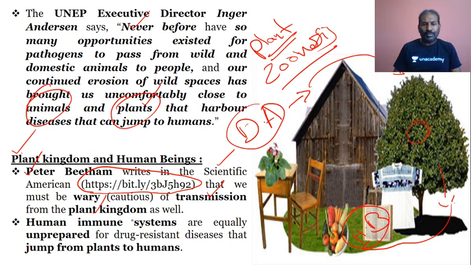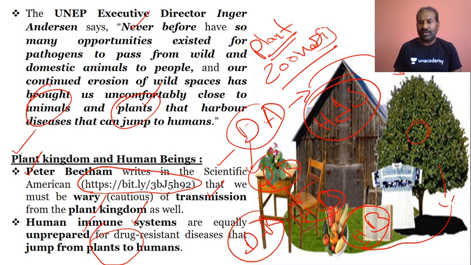So human immune systems are equally unprepared for drug resistant diseases which jump from plants to animals. What Peter Beetham says is we need to be ready for drug resistant viruses, not just from the domestic animals but also from the plant kingdom to the human beings. So we need to be ready with drug resistance, and we need to have a better human immune system. This is very important because it can come not only from zoonosis or domestic animals but also from the plant kingdom. So we need to be prepared for drug resistant diseases.